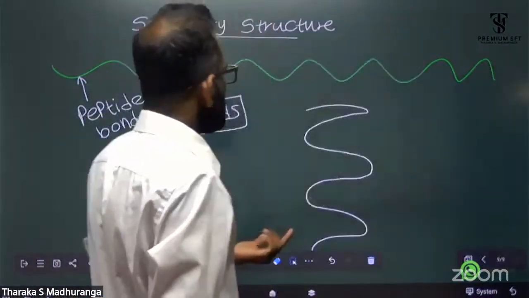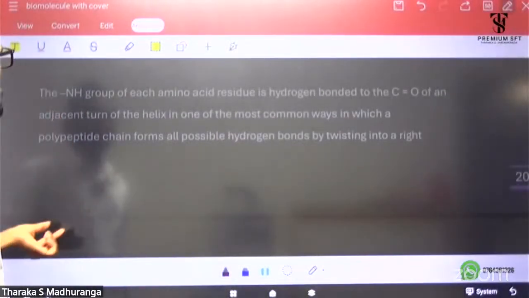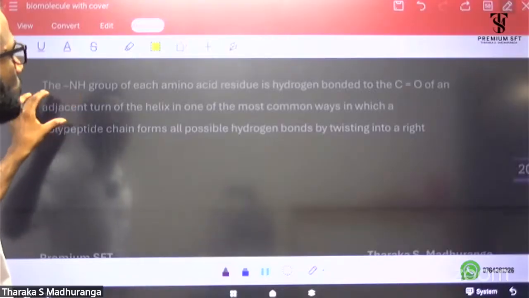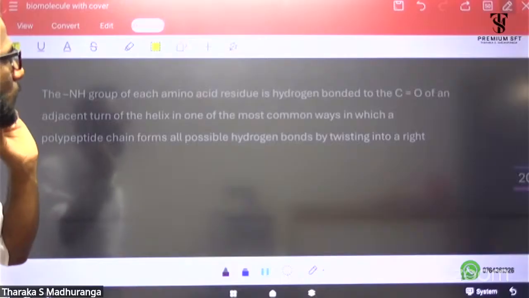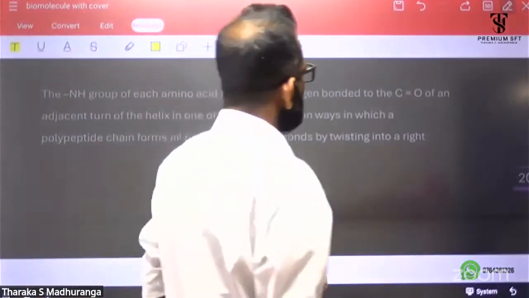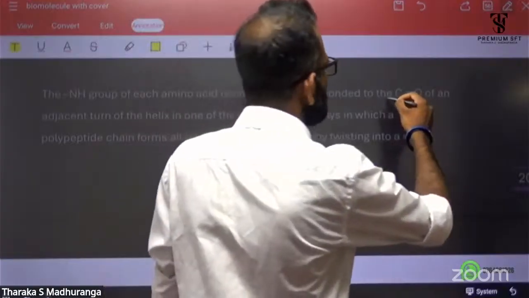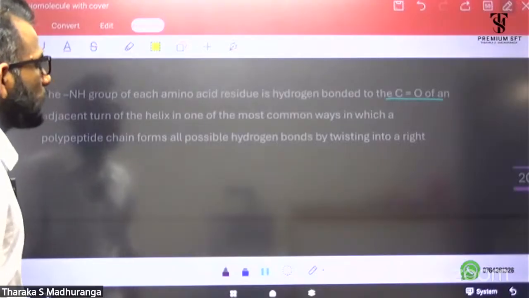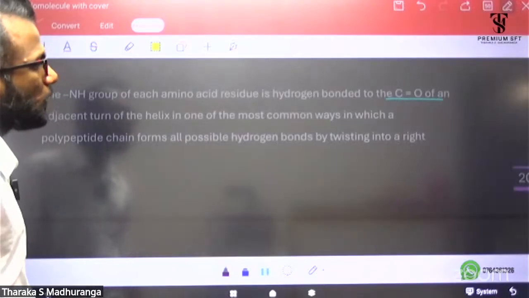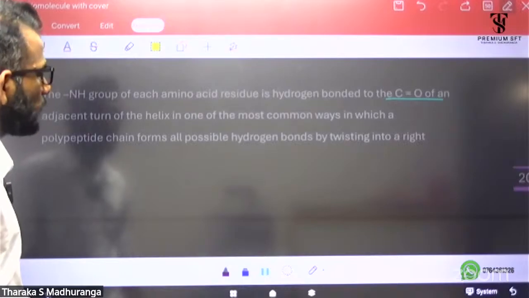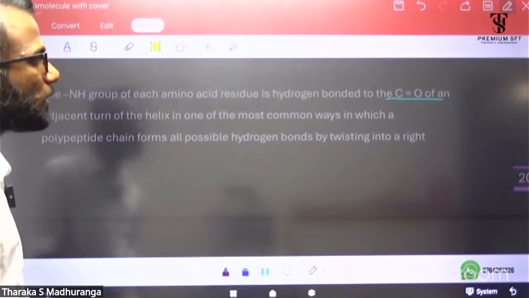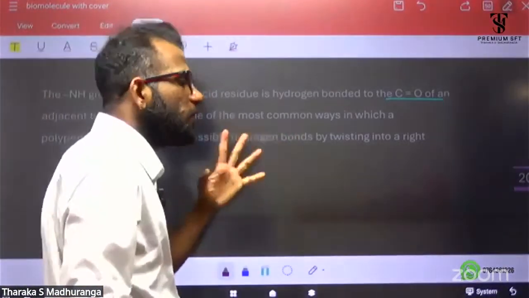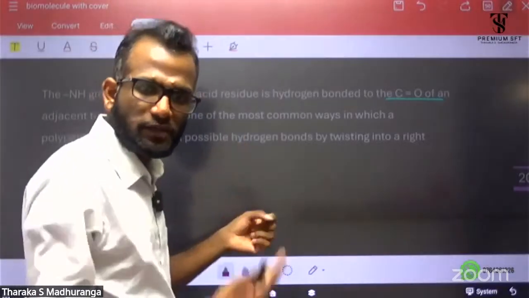Okay, now let's read. The hydrogen of each amino acid residue is hydrogen bonded to the carbon oxygen of an adjacent turn of the helix, one of the most common ways in which a polypeptide chain forms all possible hydrogen bonds. Yes, that explains that the hydrogen bond is the actual main reason for these helix structures.